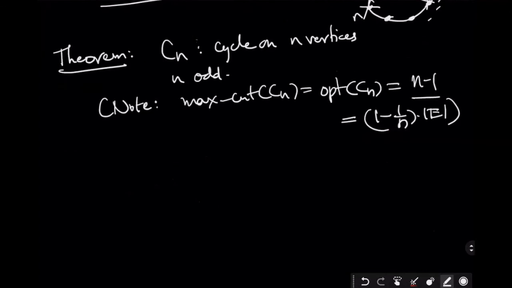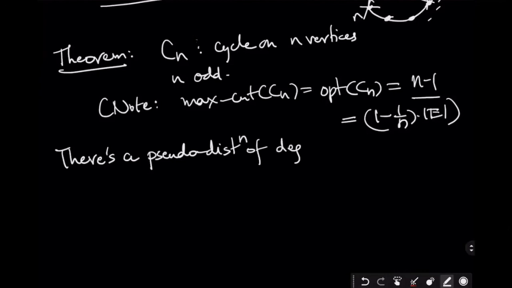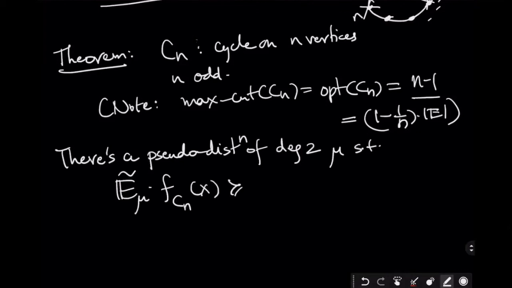Despite this, there is a pseudo distribution of degree 2, let's say mu, such that the pseudo-expectation under mu of FG of x is at least 1 minus O of 1 over n squared.